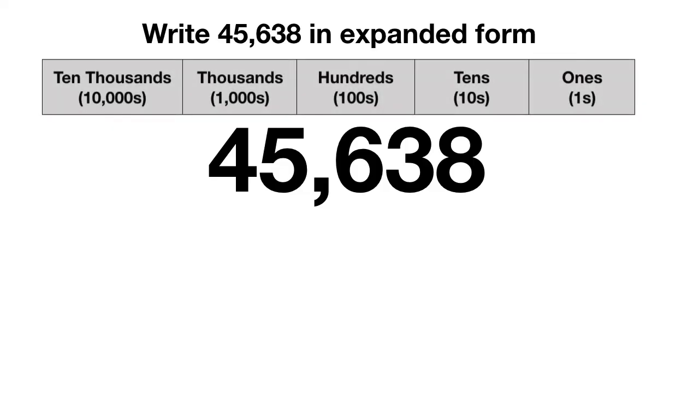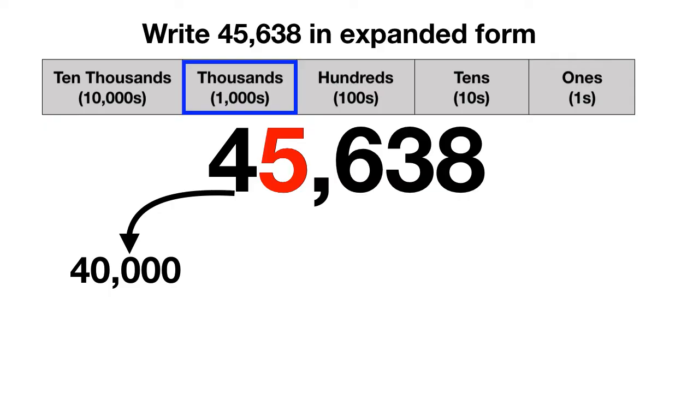Now let's do one together. Let's write 45,638 in expanded form. So we'll start with our number and think about our place value chart. Let's start with a 4. What place value is it in? It's in the 10,000s. And what's the value of 4 10,000s? It's valued at 40,000. Now let's look at the 5. What place value is it in? It's in the thousands. 5 thousands is equal to 5,000.